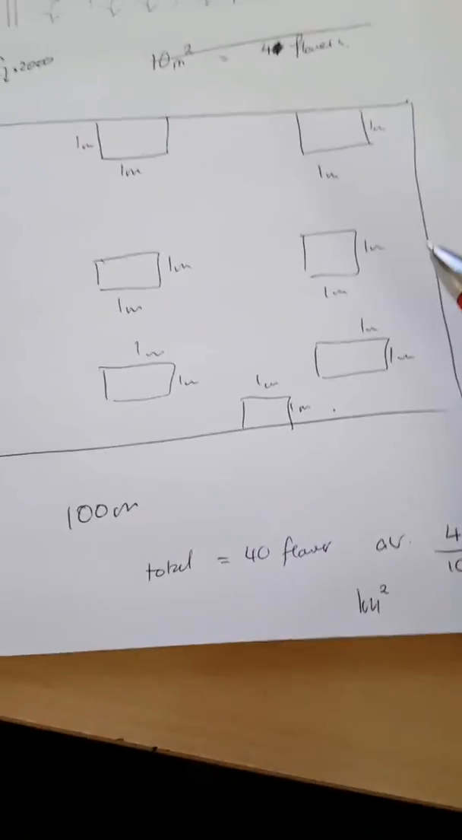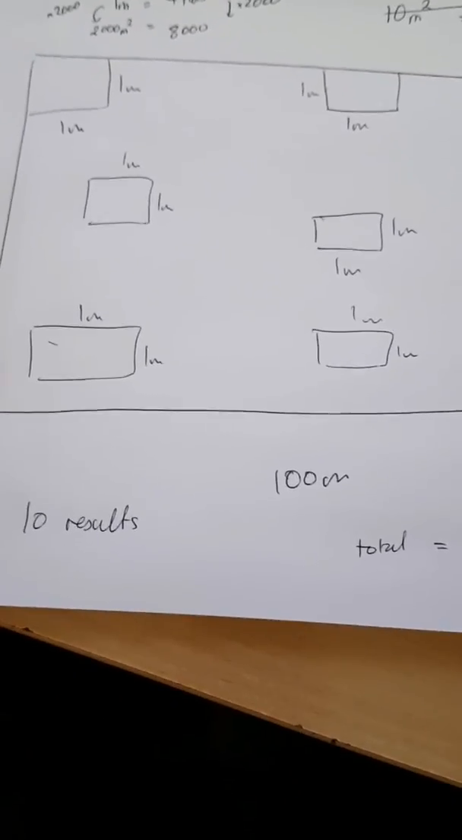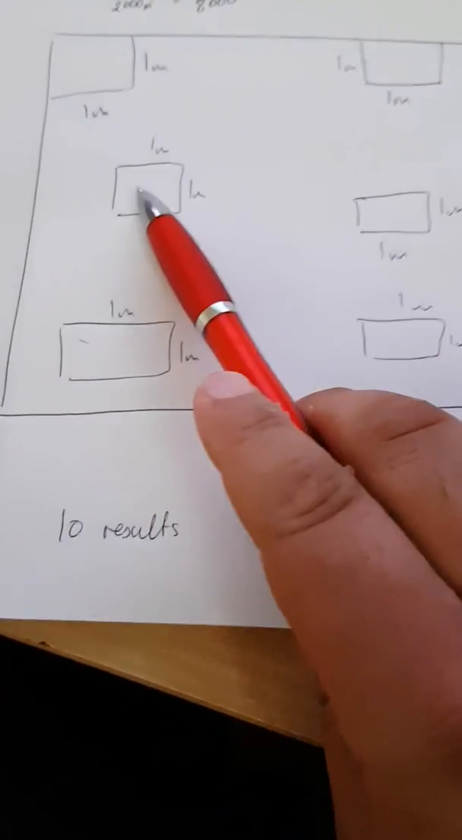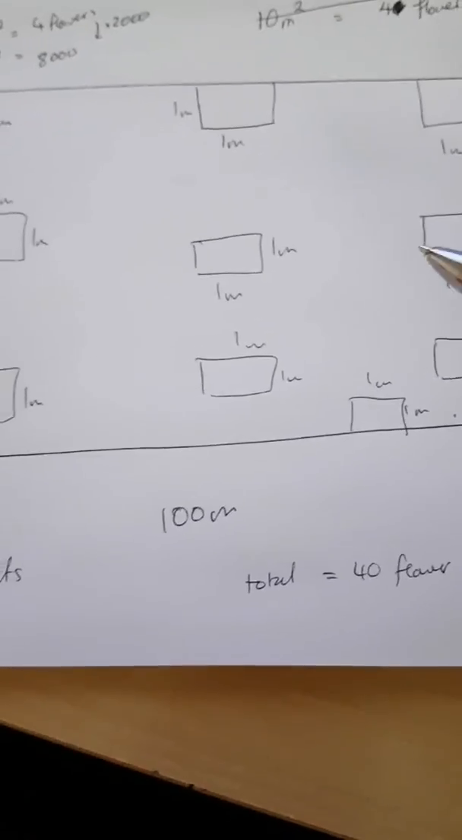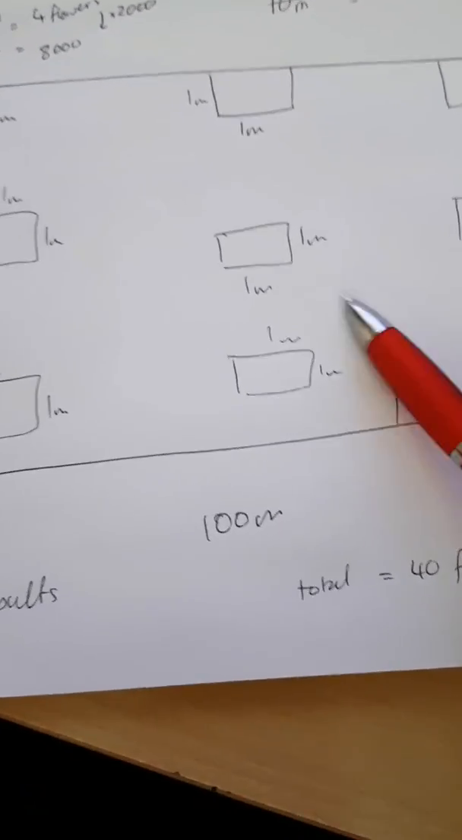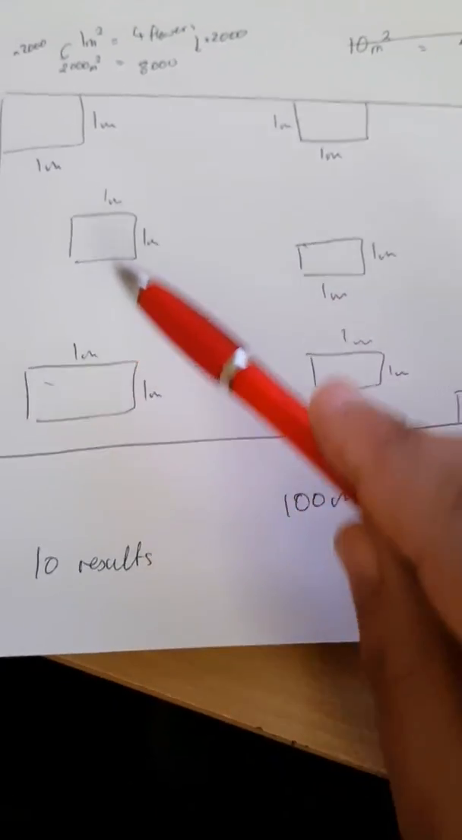I've taken a random sample, so it has to be a random sample within 10 different areas. I've just chosen 10 because it's a nice number to work with. Then you're going to count how many flowers in each section, and then you're going to take an average. So add up all the sections, all the plants, and divide it by 10 because you've got a sample of 10.